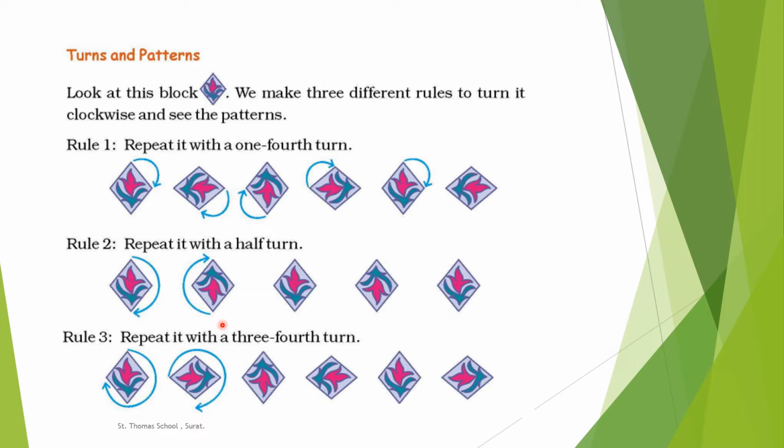Now the rule 3 is repeat it with a 3/4 turn. Now you have to take a 3/4 turn. This you have studied in your chapter number 5. See, look at the picture. First picture, the flower is upwards. If you look at the arrow mark, how it is going on. Like this you have to move on.